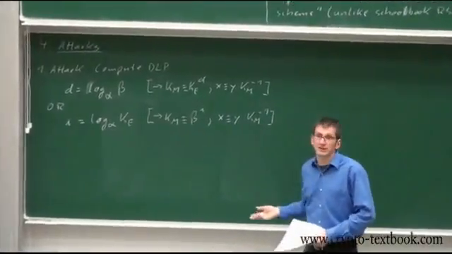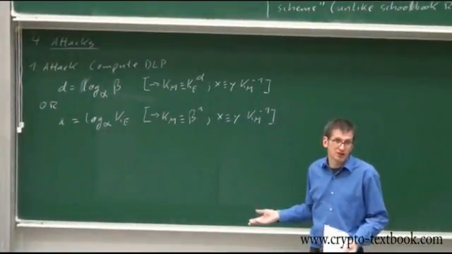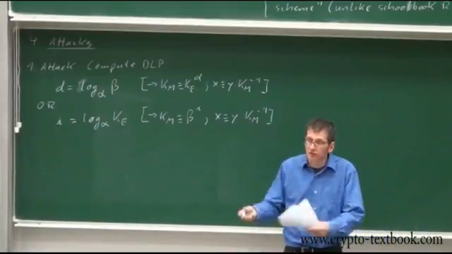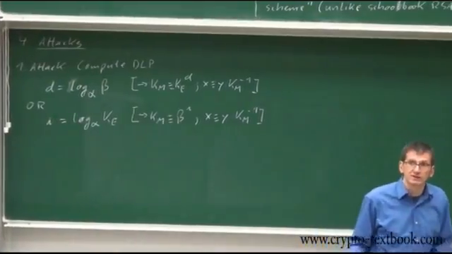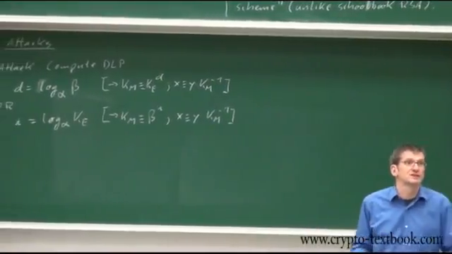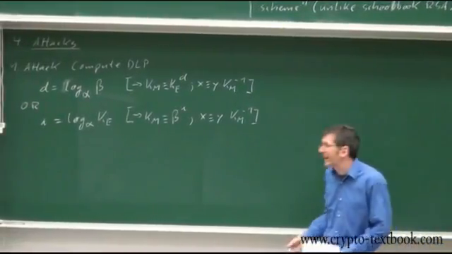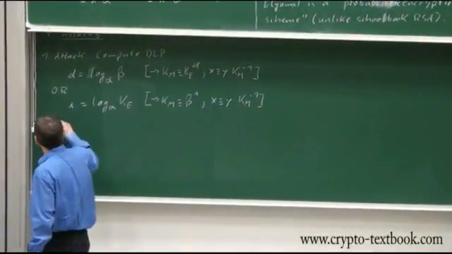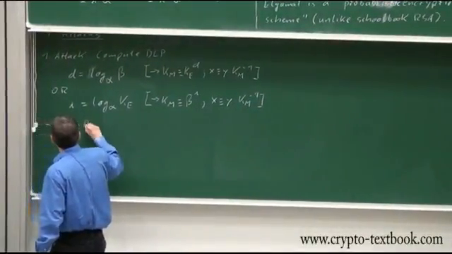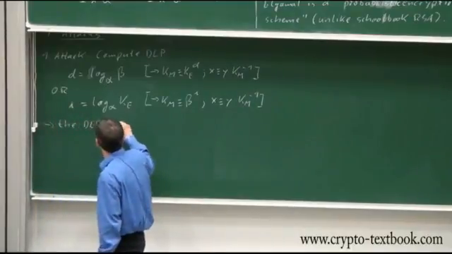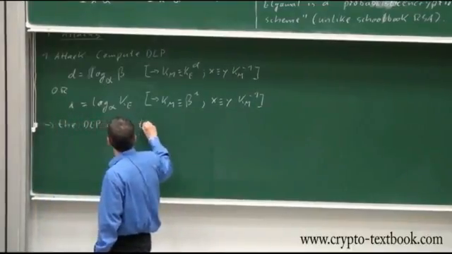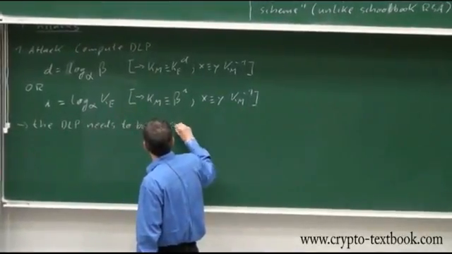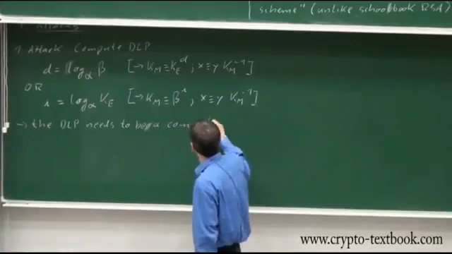What is the problem here? Well, the problem is he has to compute a discrete logarithm problem. Okay? So as the good guys, as Alice and Bob, as the designers of the crypto system, we must make sure that the discrete logarithm problem is very hard. Okay? So the discrete logarithm problem needs to be a computational hard problem.